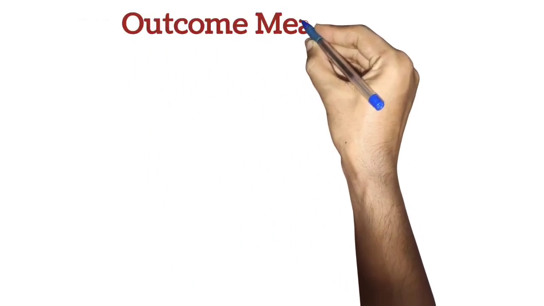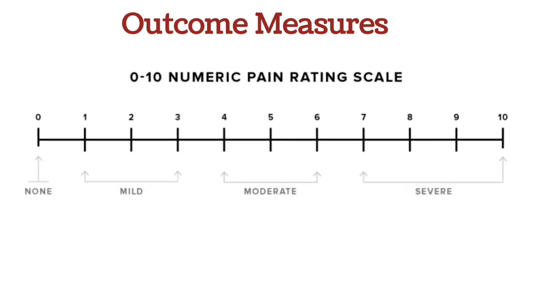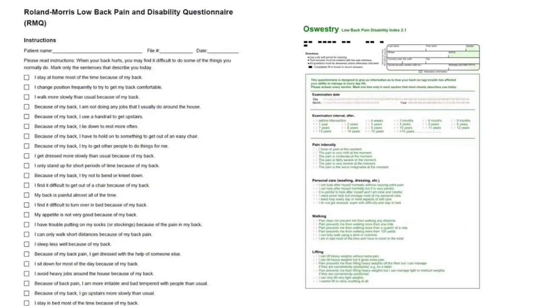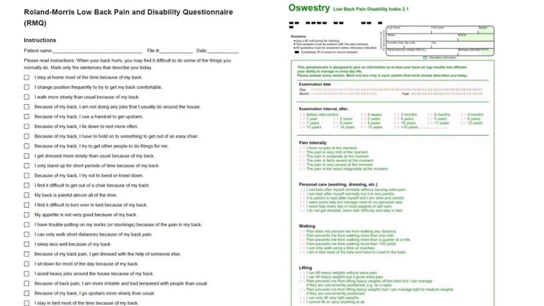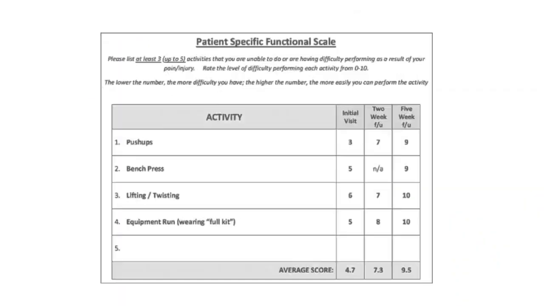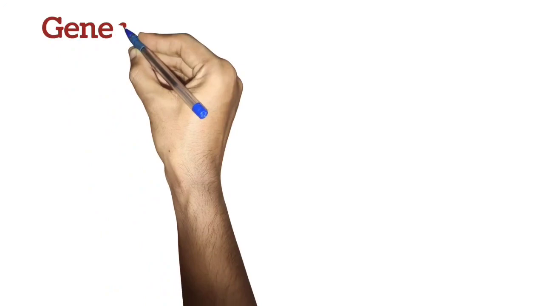Outcome measures: Numeric Pain Rating Scale (NPRS), Roland Morris Disability Questionnaire (RMDQ), Oswestry Disability Index (ODI), Pain Self-Efficacy Questionnaire (PSEQ). 1. General examination of the spine.